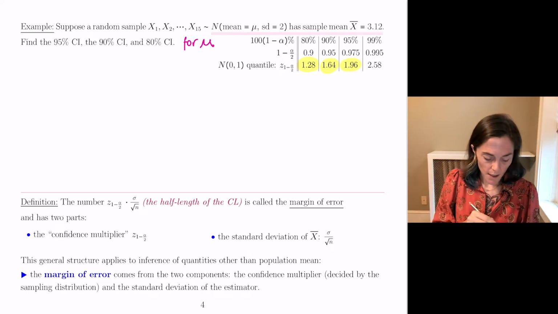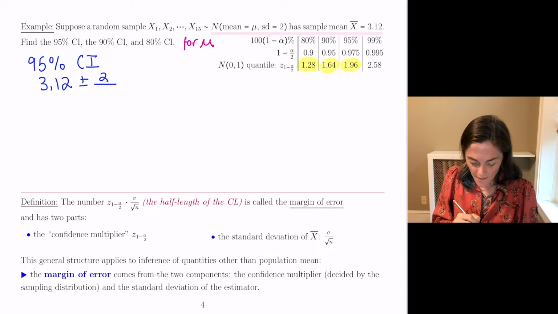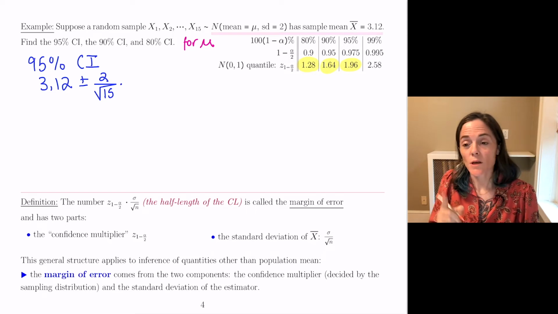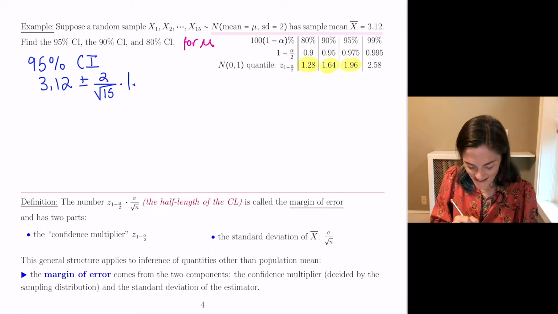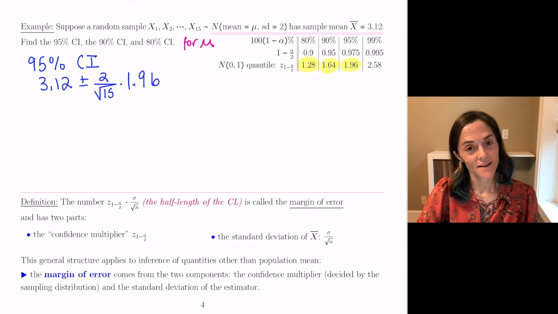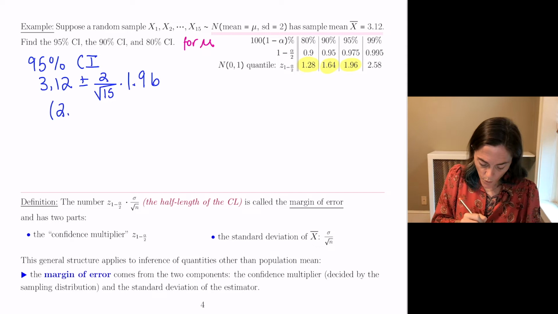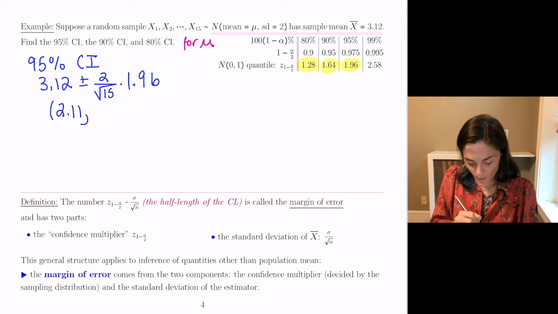Okay, let's get started. Maybe we'll begin with the 95% confidence interval. The mean is 3.12. We will have plus or minus sigma, which is 2, divided by the square root of 15, times, well, this 1.96. Now, you could use R, you could use some other calculator to figure this out. We get 2.11 to 4.13.